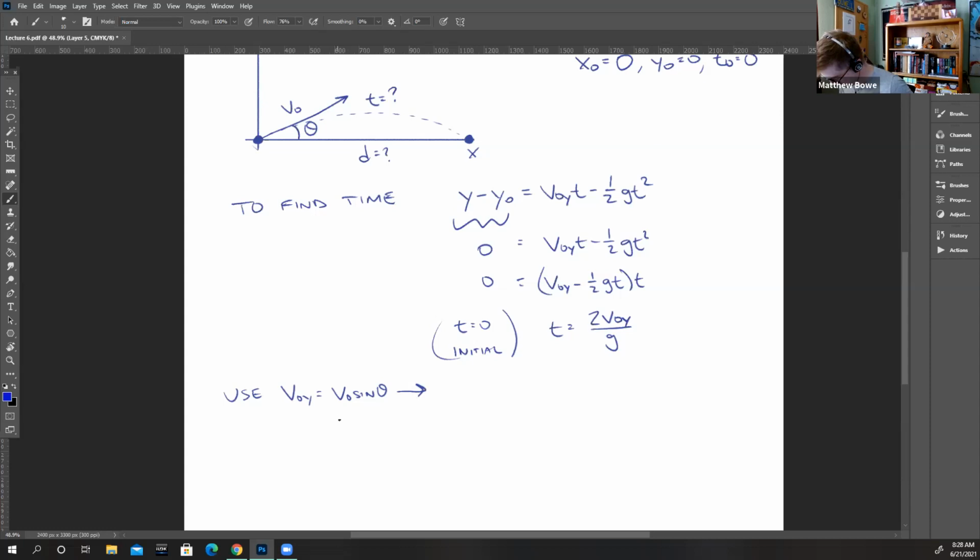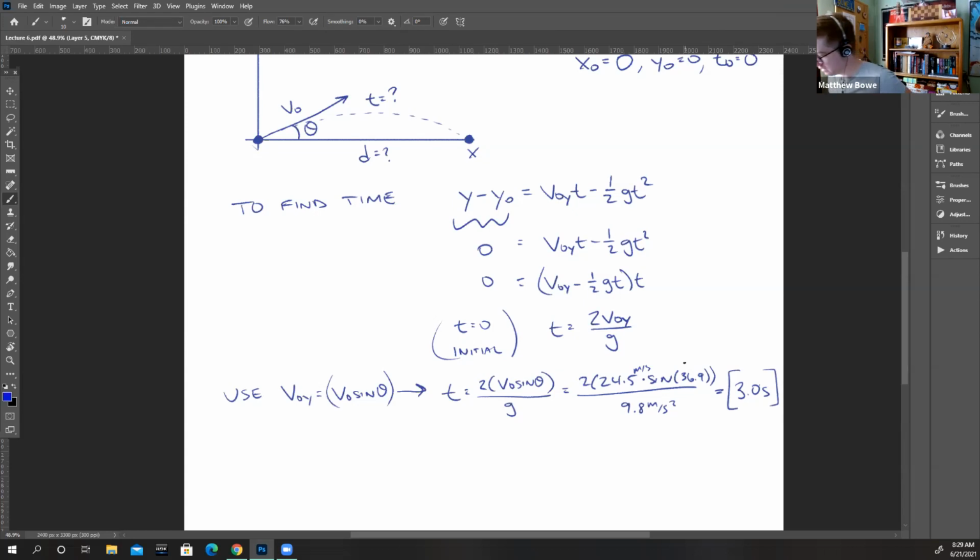And let's just plug that in for v naught y right here. So I'm just going to go straight to it like this: t equals 2 v naught sine theta over g. And I'll do the whole thing. So 24.5, that's the initial speed at that angle, or the initial velocity, times sine of 36.9 degrees over 9.8 meters per second squared. That's meters per second. So we get, at the time, 3 seconds after doing this calculation.